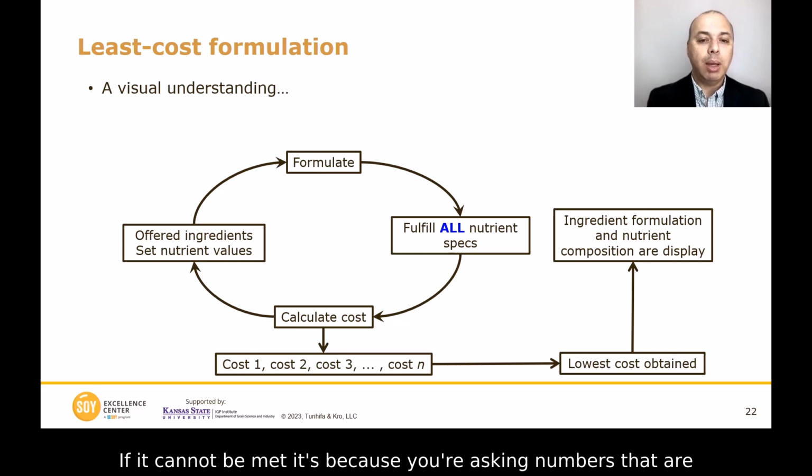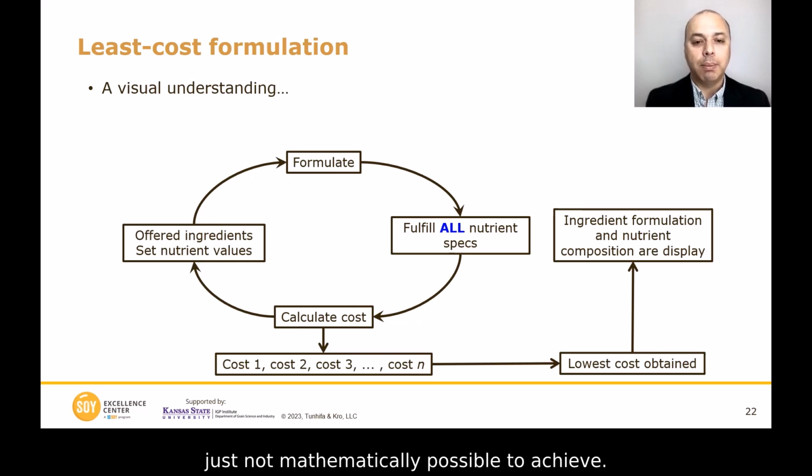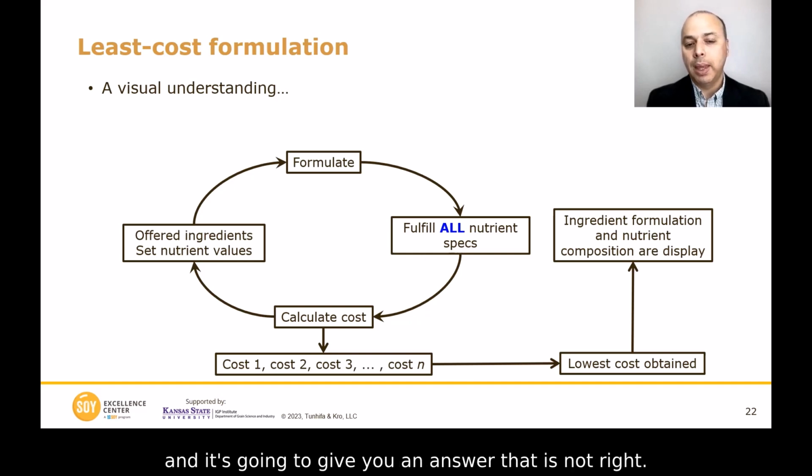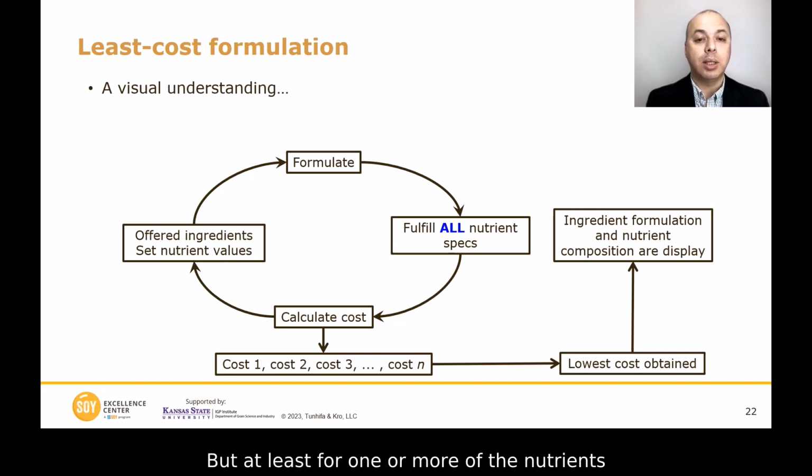If it cannot be met, it's because you're asking for numbers that are just not mathematically possible to achieve, and then the program is going to go through an internal selection of criteria, and it's going to give you an answer that is not right, but at least for one or more of the nutrients is going to be right.